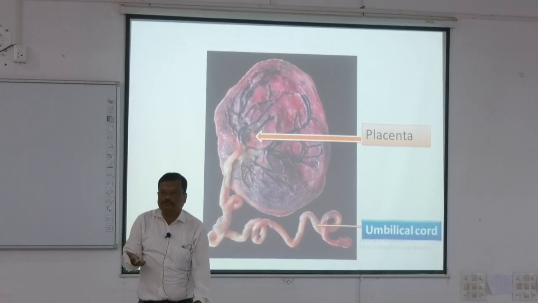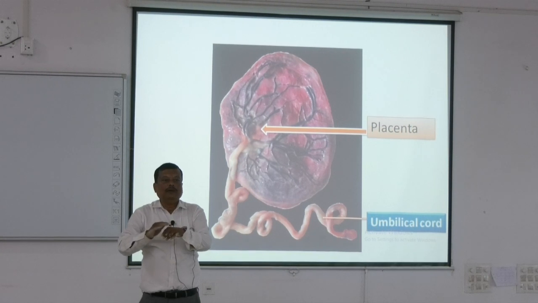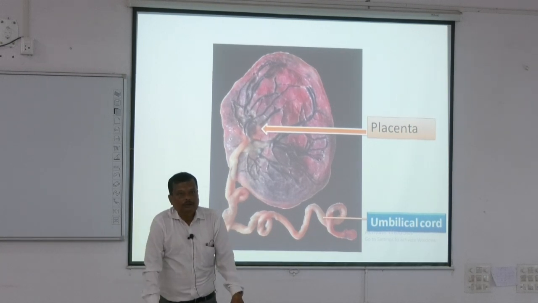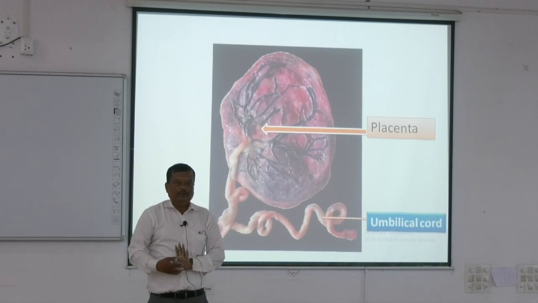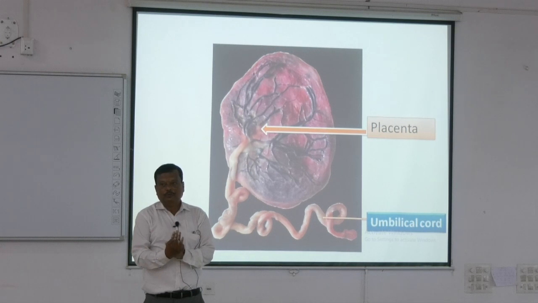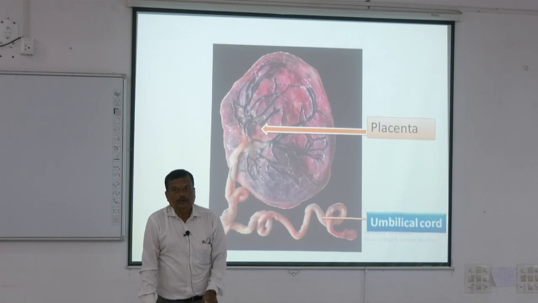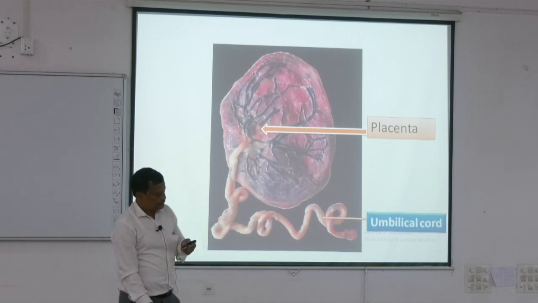It has two surfaces. One is a smooth surface covered by the amniotic membrane. We call it the fetal side, where the fetus develops. The opposite side is towards the mother. We call it the maternal side.